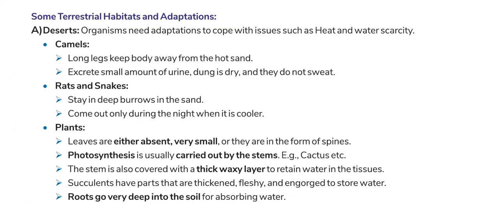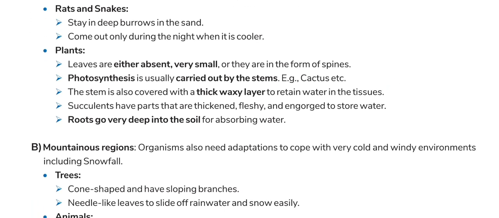Plants. Leaves are either absent, very small, or in the form of spines. Photosynthesis is usually carried out by the stems, e.g., cactus, etc. The stem is also covered with a thick, waxy layer to retain water in the tissues. Succulents have parts that are thickened, fleshy, and engorged to store water. Roots go very deep into the soil for absorbing water.